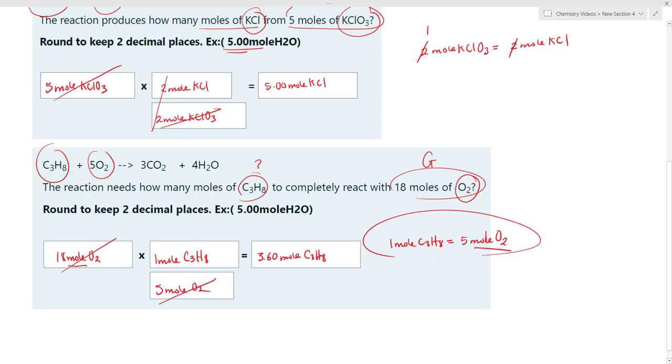So that's the process of using a balanced chemical equation to get a mole ratio to convert the number of moles of one substance to another substance.